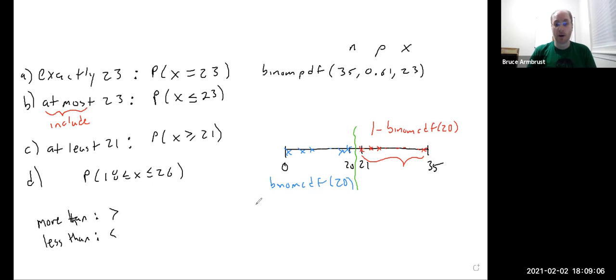So with your calculator, if you've got a TI-84, if it looks like my emulator, what we're going to have to do is 1 minus the binomial CDF for 20.